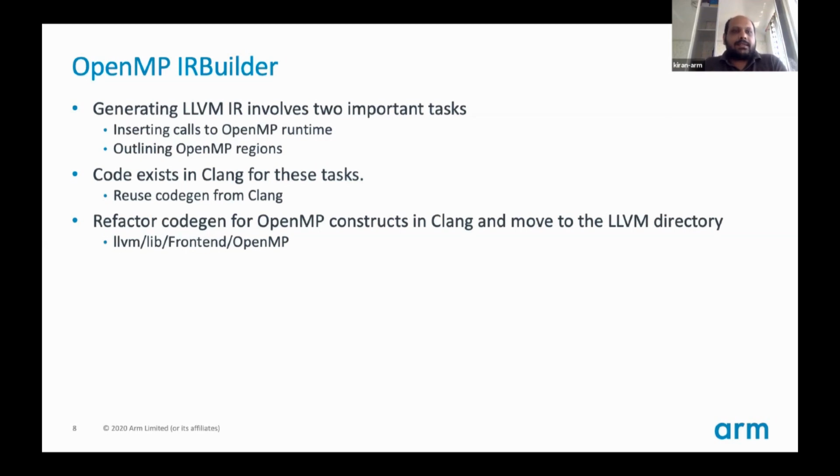So Johannes and other engineers came up with the idea of refactoring this OpenMP codegen in Clang and moving it to the LLVM directory. Basically, they have put it in LLVM lib Frontend for OpenMP. And once it's there in LLVM, then both Flang and Clang can use this refactored codegen for generating LLVM IR. So the OpenMP IR Builder is also used for codegen.